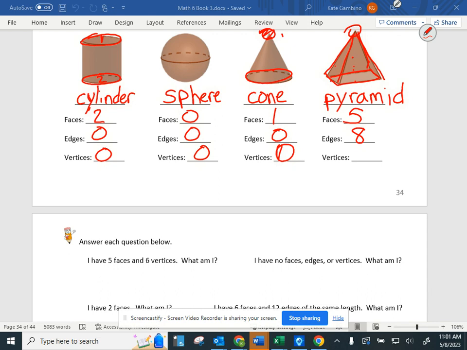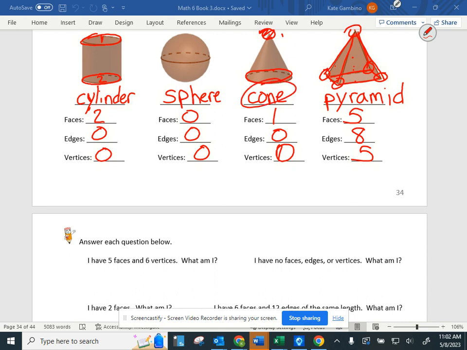How many vertexes altogether are there, Olivia? 5. 1, 2, 3, 4, 5. Any questions on our shapes? Well, hold on. We're looking back.